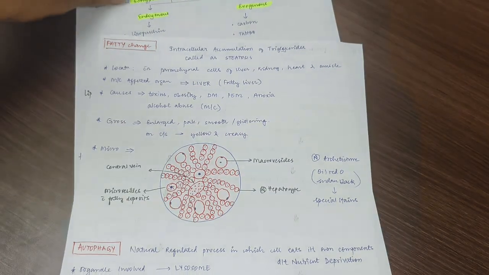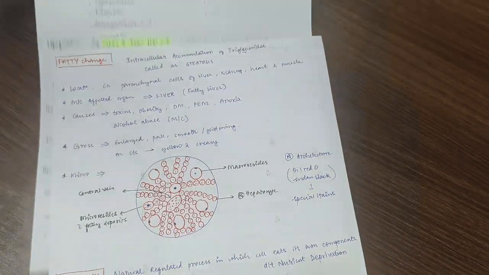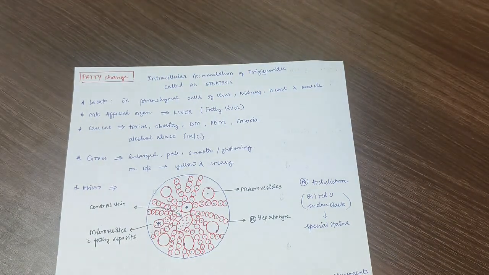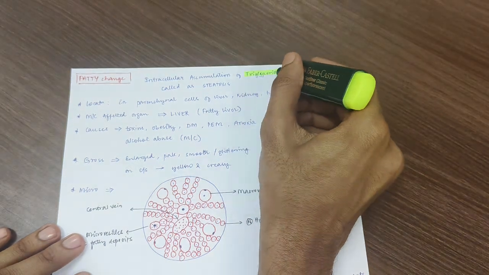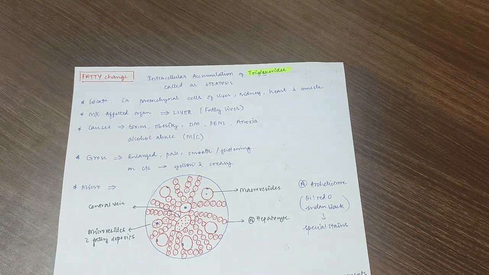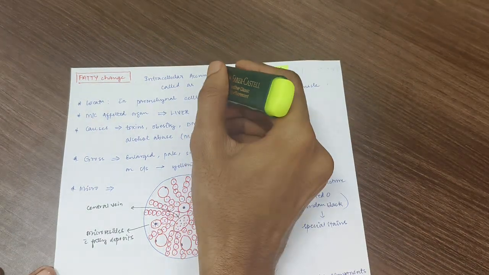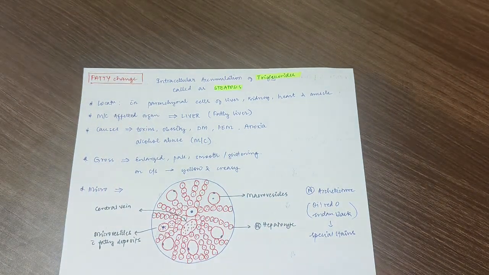Next we will talk about fatty change. What is fatty change? Basically it is intracellular accumulation of triglycerides. It is triglycerides, not cholesterol esters. Those are seen in xanthomas, whereas in fatty change you must mention it is triglycerides. That is called steatosis. The definition is intracellular accumulation of triglycerides, which is called steatosis or fatty change.